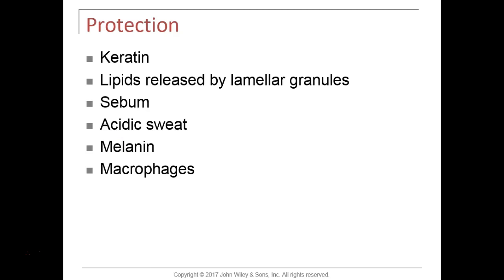Melanin from the melanocytes helps protect us from UV radiation by absorbing sunlight. And the macrophages, intraepidermal macrophages or the Langerhans cells, can roam around in the epidermis and signal the immune system when pathogens are trying to cause infection. So these aid in our immune responses, or at least they aid in eradicating bacteria and other pathogens that might try and cause infection.